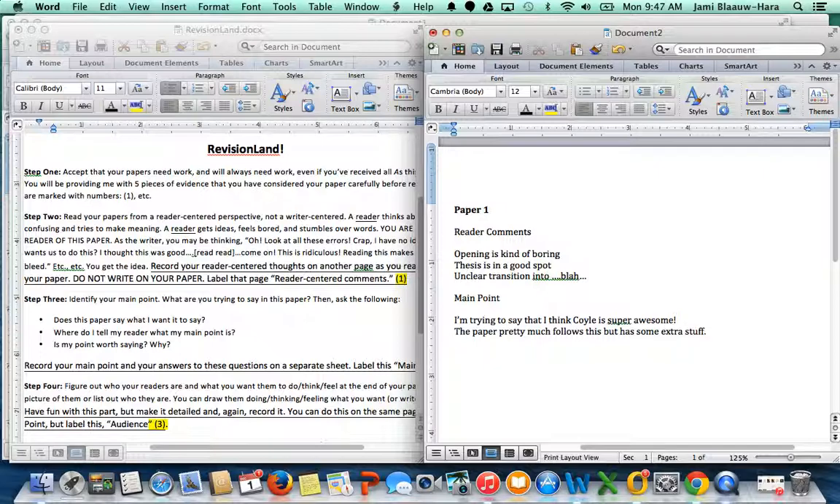Now, where do I tell my reader where my main point is? I put the thesis in the last paragraph. Oh no, bad placement. Okay, is my point worth saying? And then I'd answer that. Again, if you find things that are wrong, great. That's exactly the point of RevisionLand, is to find things wrong.